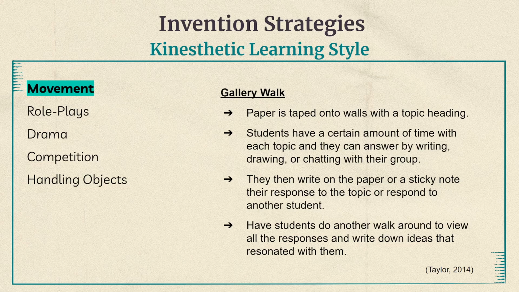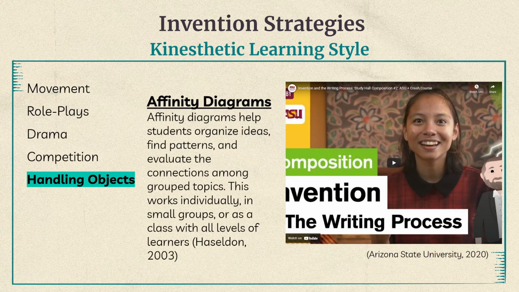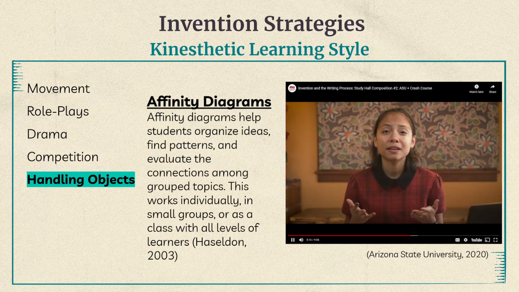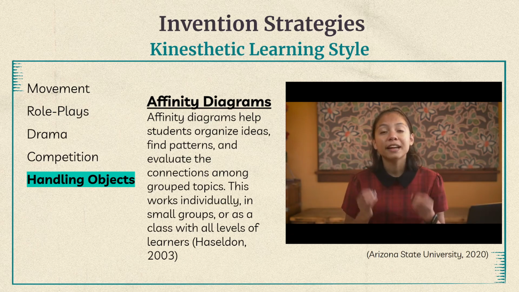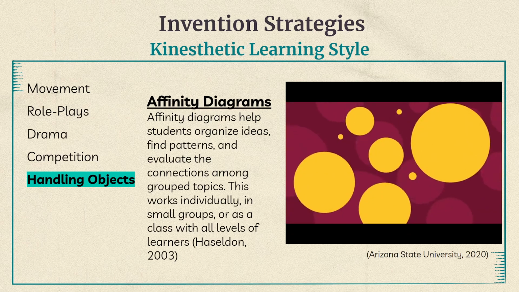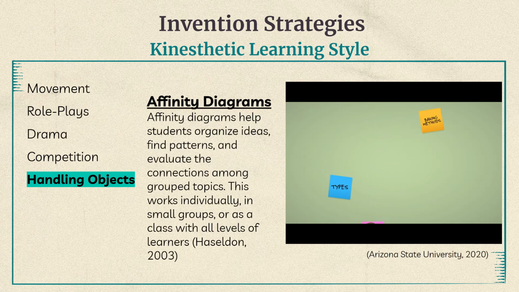Keep these up and have students do another walk around to view all the responses and write down ideas that resonated with them. Next, we have affinity diagrams as a way to manipulate ideas and find patterns and be able to work individually, in small groups, or as a whole class. Diagrams can be done on paper or a chalkboard, but a nice way to work with them is to use sticky notes. Write your core ideas on individual notes, then give yourself a target number of other details and concepts, or a target time to brainstorm ideas.